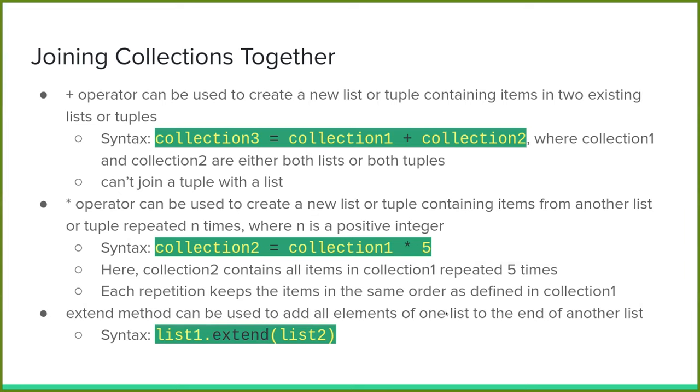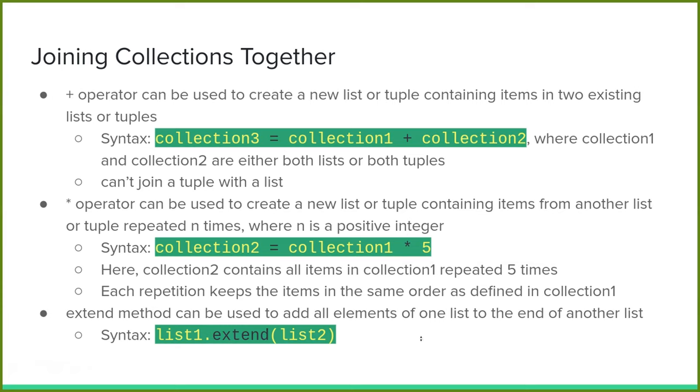You can use the star or the asterisk operator to create a new list or tuple containing items from another list or tuple repeated n times, where n is a positive integer. So the syntax for that would be collection 2 equals collection 1 times n, and here I just wrote it as 5 as an example. So in this example, collection 2 contains all the items in collection 1 repeated 5 times, and each repetition keeps the items in the same order as they were defined in collection 1.